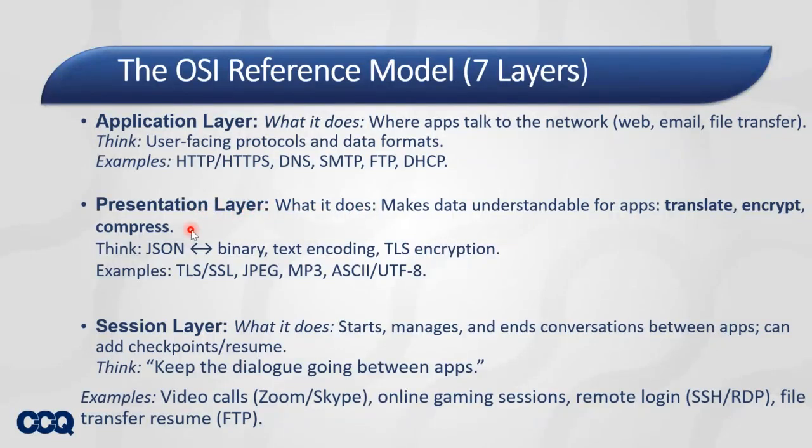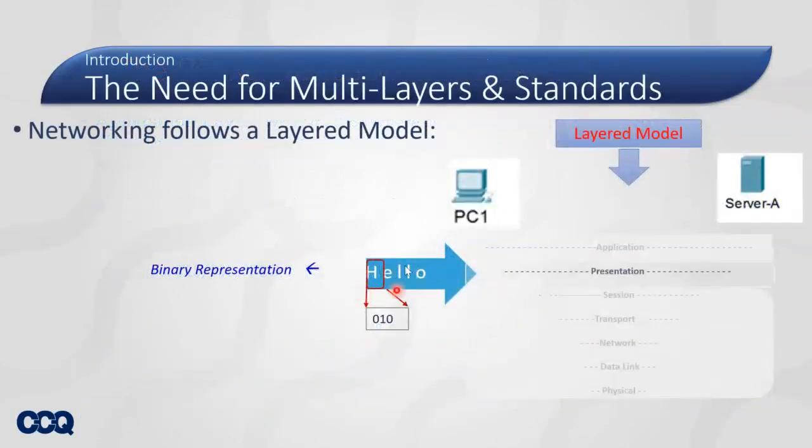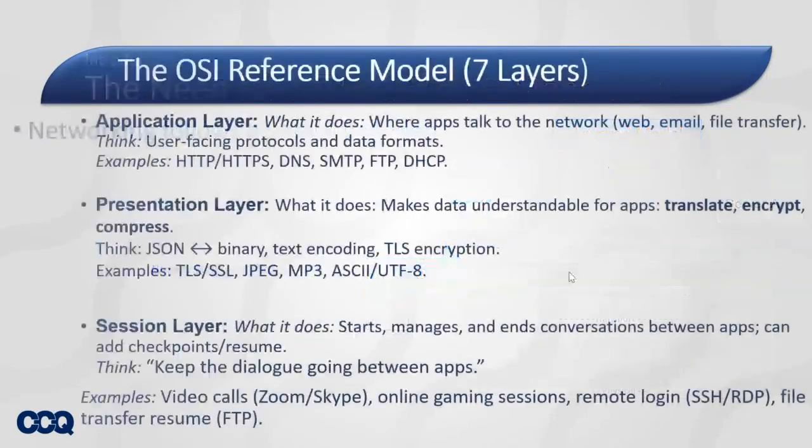The presentation layer, the 6th layer, makes data understandable for applications. As we have seen here, it transforms the word to binary. Hello is transformed to a binary representation. It translates, encrypts, and compresses data. Examples are TLS and Secure Sockets Layer, SSL.